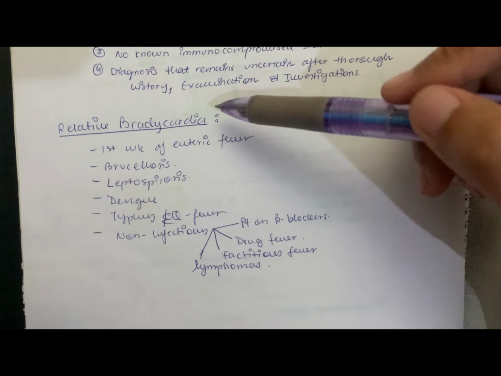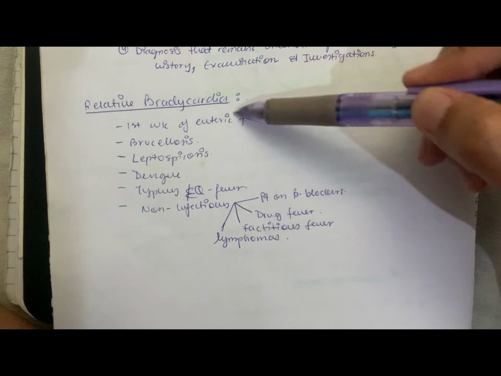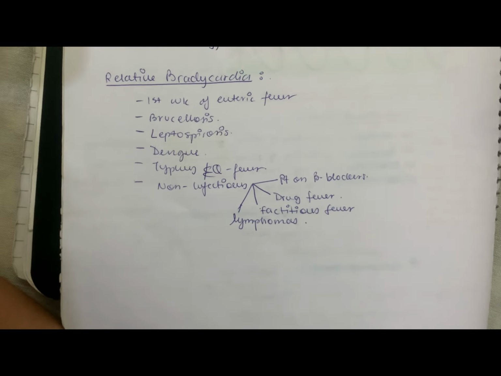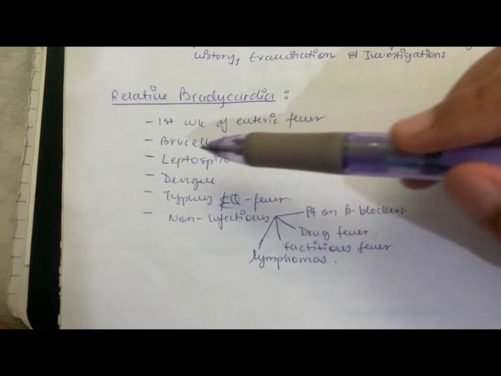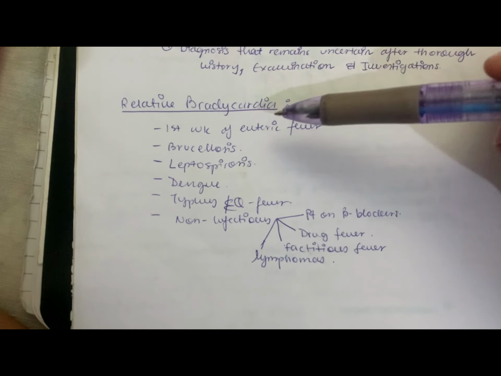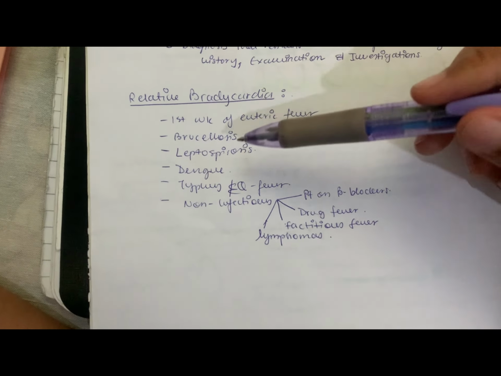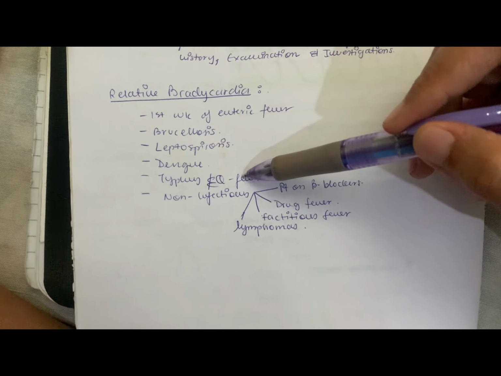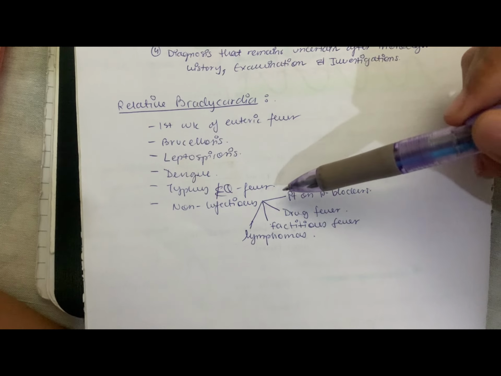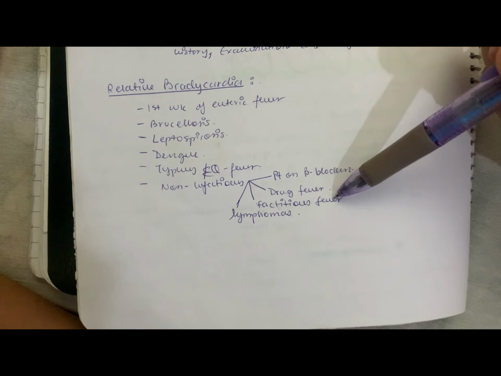Now another very important question is relative bradycardia. This is only important for your viva purpose or maybe a certain MCQ. They may not be asked in your theoretical exams. So first week of enteric fever, there is relative bradycardia. Then brucellosis, leptospirosis, dengue, typhus, Q fever, non-infectious causes such as patient on beta blockers, drug fever, factitious fever or lymphoma.